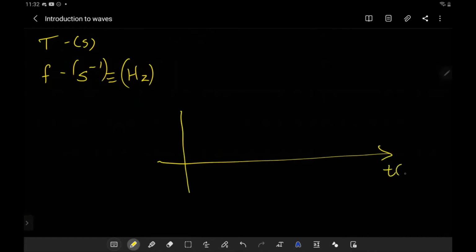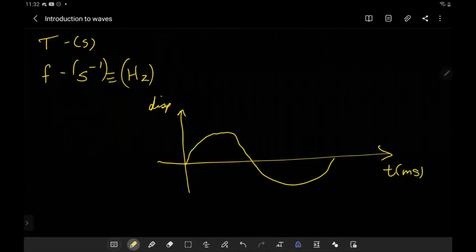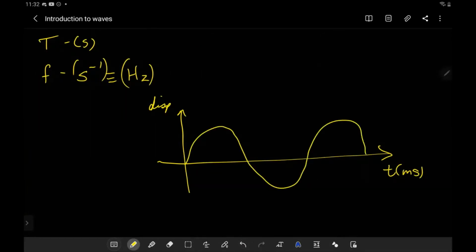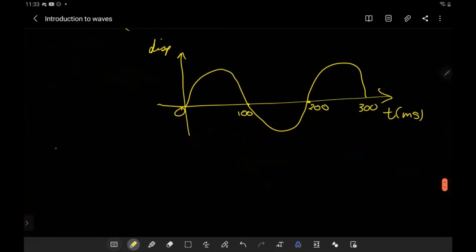So this is time in milliseconds they give us. This here is displacement. And they have a wave like this. Let's draw it a little better. All right, something like that. And they have, this is 0, this point here is 100, this point here is 200, and this point here is 300. What is the period of this wave?